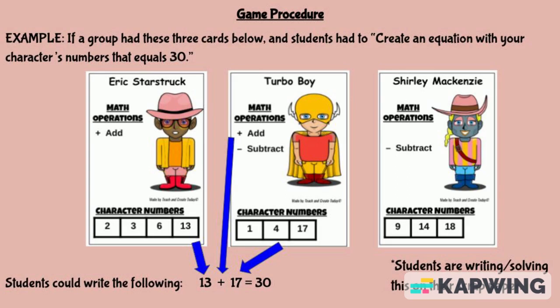They should be talking with each other, trying to figure out how to make this equation possible. So the example that you see here on the screen is, let's just say that the students had these three characters on the screen: Eric Starstruck, Turbo Boy, and Shirley McKenzie. Students could try writing the following equation to see if it works. And sure enough, in this example, this is possible. Because in order to make 30, they could take 13 from Eric Starstruck, and they could add 17 from Turbo Boy. And they're all set. That would be a correct equation. In this example, they didn't even need to use a third card, and that's totally fine. If students use one card, two cards, three cards, or more to make the equation, that's great.